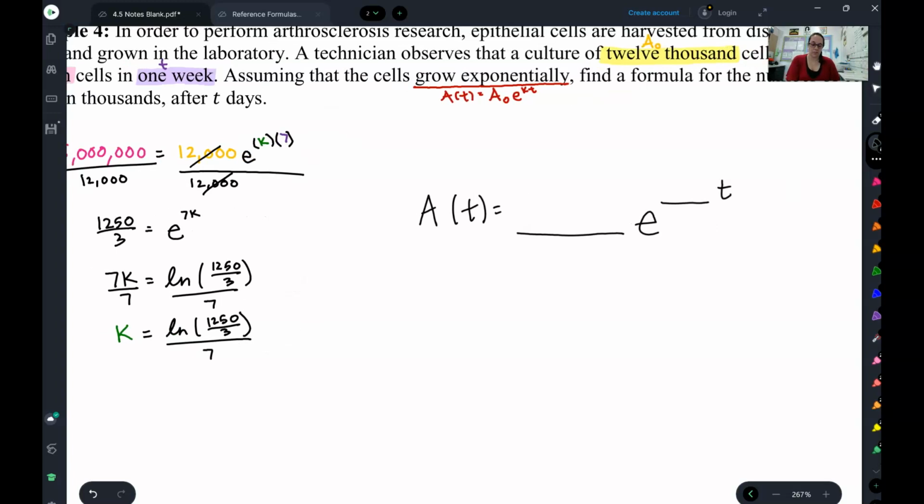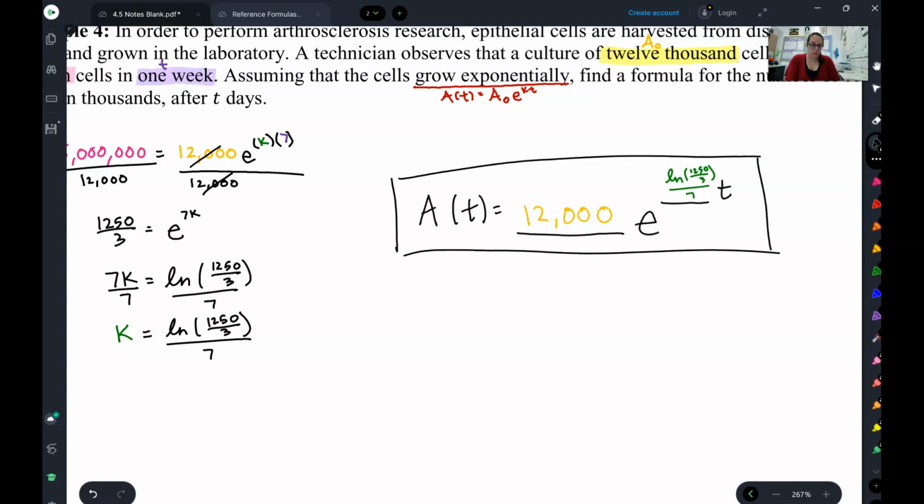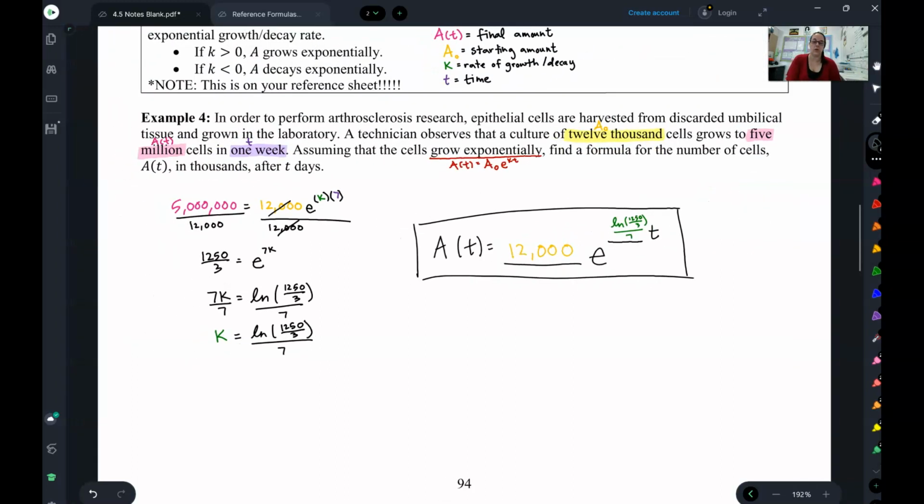Since k is not my final answer, and this is a general formula that works for any t, I do not want to find a decimal for k. So I am actually just going to copy in this whole thing that I got for k, and I know that my p is 12,000, and there we go. That is a formula for how these cells are growing. So I can plug in any t I want into here, and that will tell me how many cells are on that specific day.